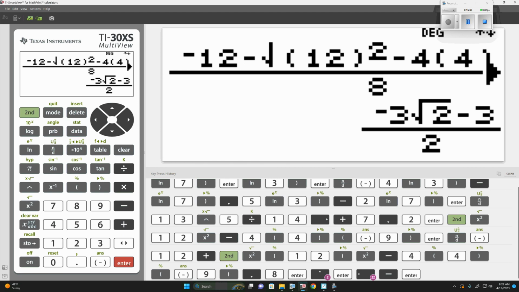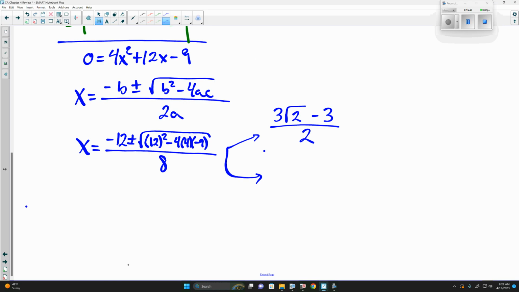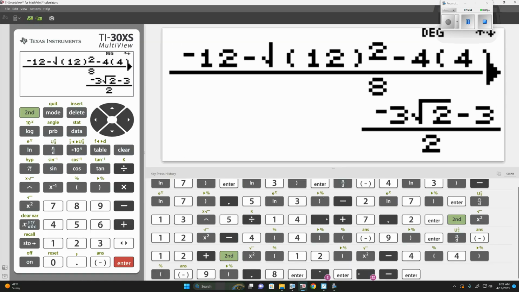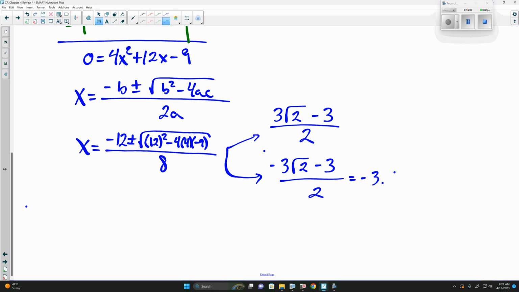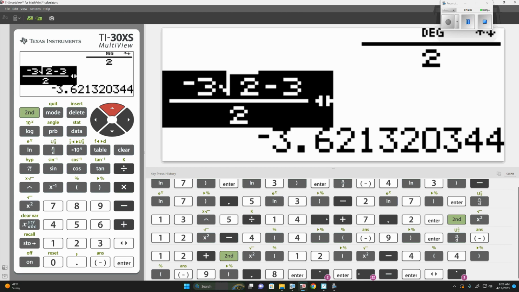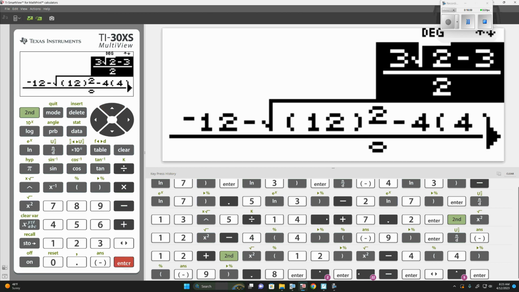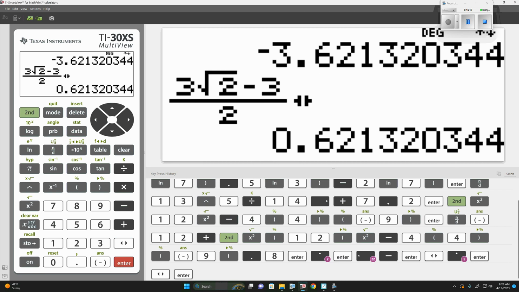Now what I did on the second one is I went back to the original equation I typed in, changed it from plus to minus to get our other choice, which is this here. Essentially the exact same thing, except we have our negative. Now we can approximate this as a decimal, negative 3.62. And for our other case, 0.62.